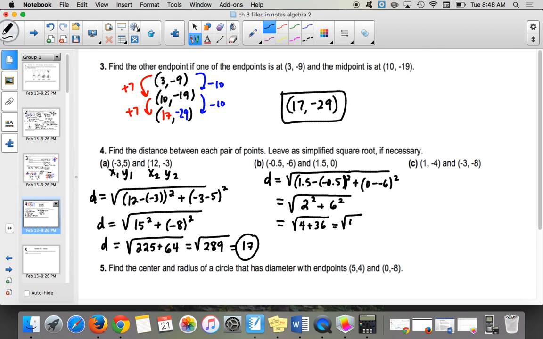So I get the square root of 40. The square root of 40 does not go evenly, right? But we can at least simplify that square root. Do you guys remember how to simplify?